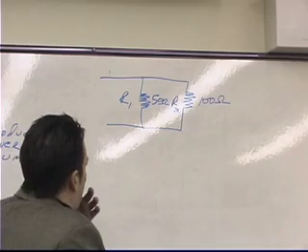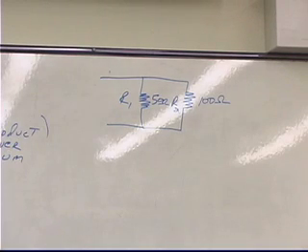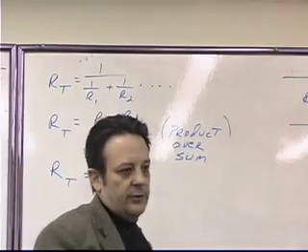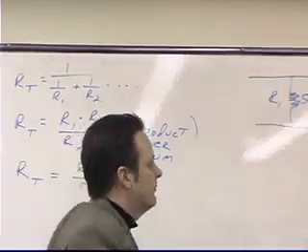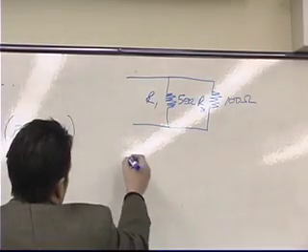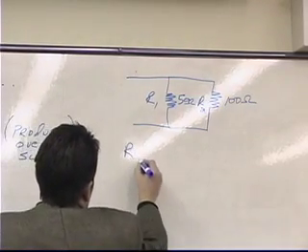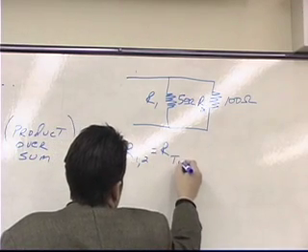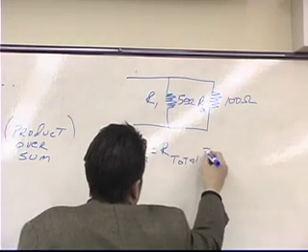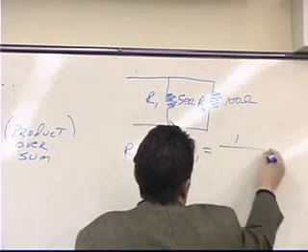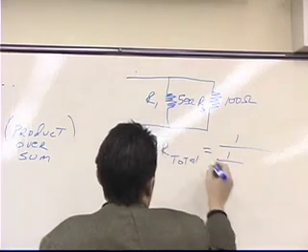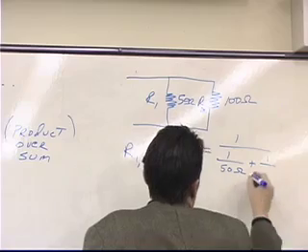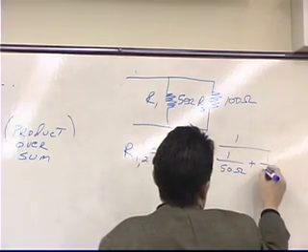Okay? And then what we're going to do is use both of these formulas to see if we get the same answer. So if we use the first formula, then we find that R1,2, which is the same thing as R total, is equal to the inverse of 1 over resistor 1, which is 50 ohms, plus 1 over resistor 2, which is 100 ohms.